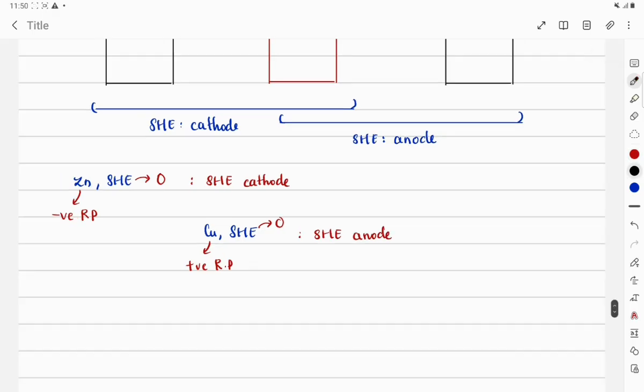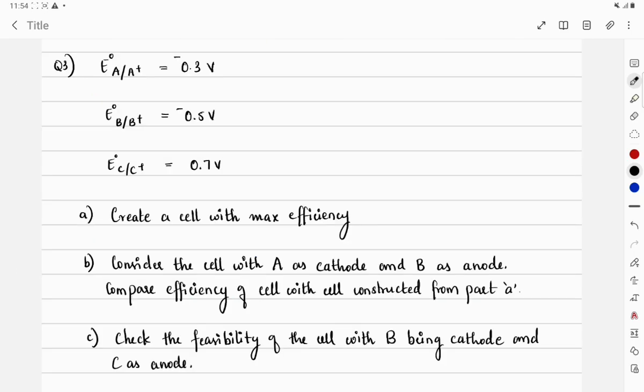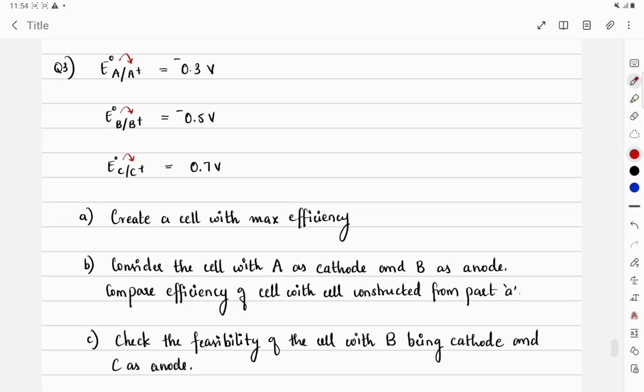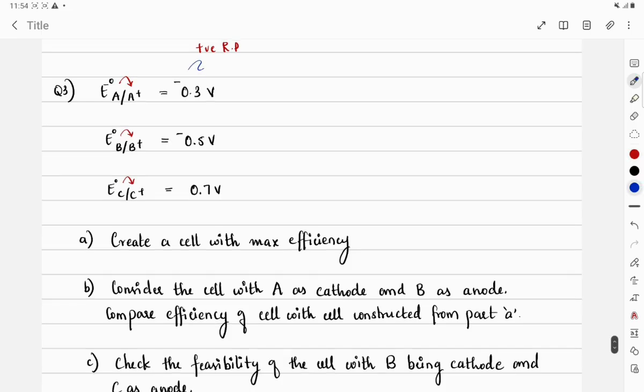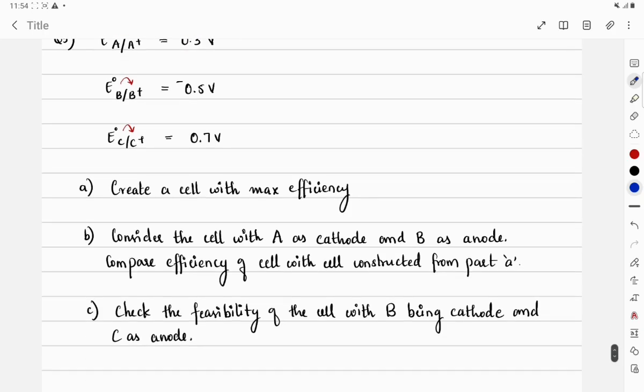Okay. Now let's do a slightly more difficult question based on the oxidation and reduction potential of anode and cathode. The question: the reduction potentials of 3 electrodes, that is A, B and C, are given, or more accurately if you check, what is given is the oxidation potential. A converting to A plus, B converting to B plus and C converting to C plus, which means that here we have got the oxidation potential of 3 different electrodes. So the question part A is, create a cell with maximum efficiency.